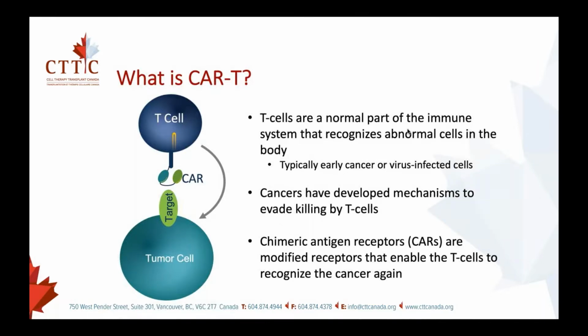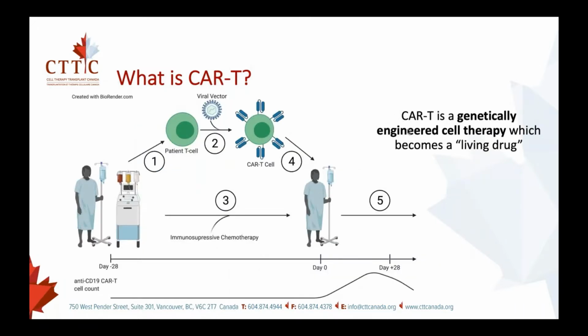So what we do is we redirect the T cell so that it can kill the cancer cell again using this thing called a chimeric antigen receptor. This is something we put onto the surface of the T cell that we engineer into this T cell to enable it to recognize a cancer cell again. And to do this, it needs to identify some sort of a target on the surface of this cancer cell. So these cells are really made in the lab in a genetically engineered way.